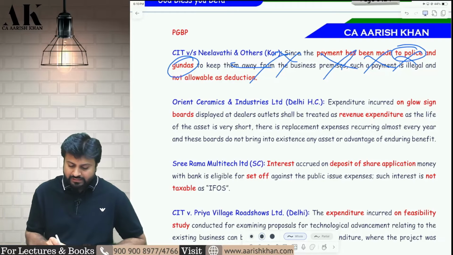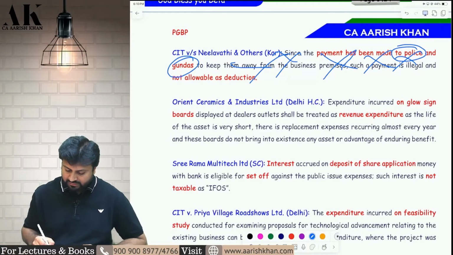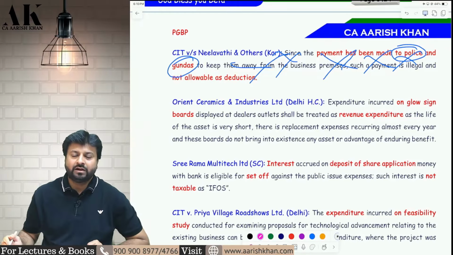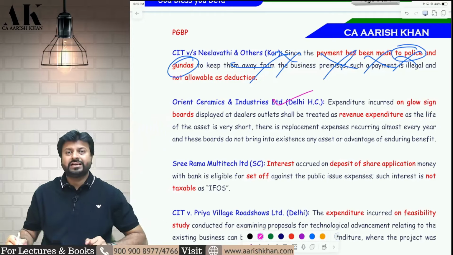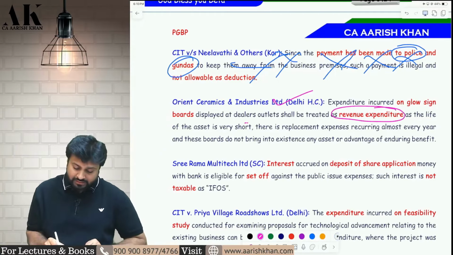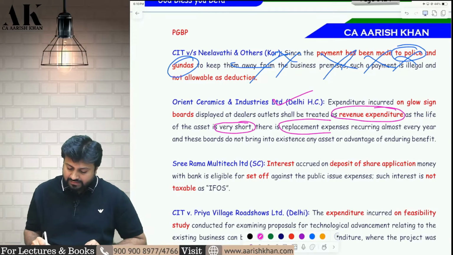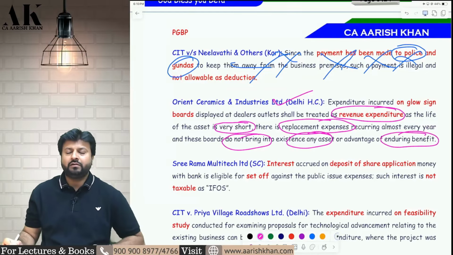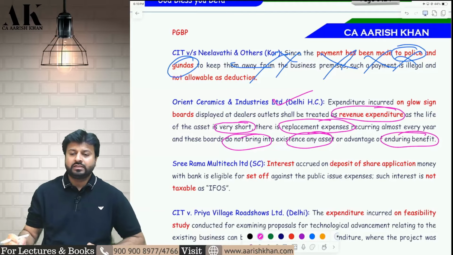Let me go ahead. Orient Ceramic and Industries Limited. What does this case law say? I'm putting one glow signboard outside my shop. Whether that will be allowed as deduction? Yes, it is allowed as deduction. The court said that a glow signboard outside the shop is a revenue expense. Why? Because it has a very short life. It is replaced very frequently. It does not bring into existence any asset. There is no enduring benefit, that is, benefit for a very long period of time. Therefore, it should be allowed as a deduction. There is nothing wrong in that.